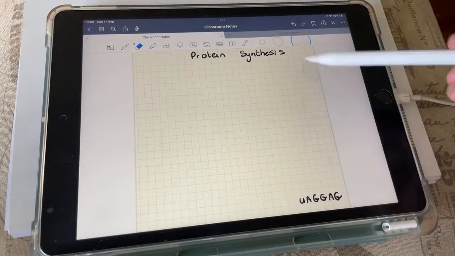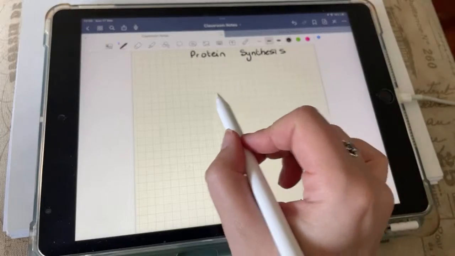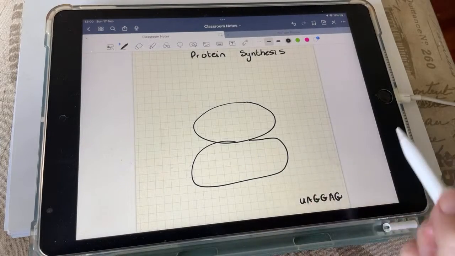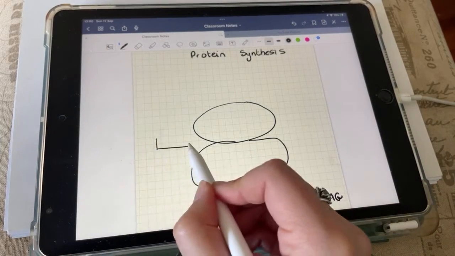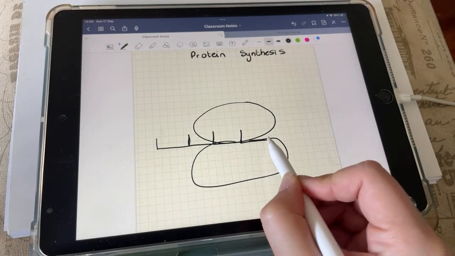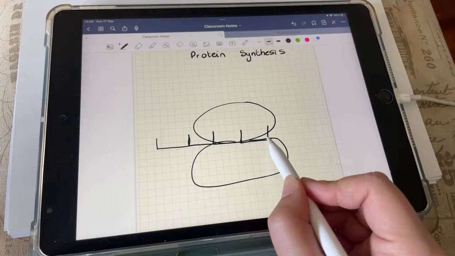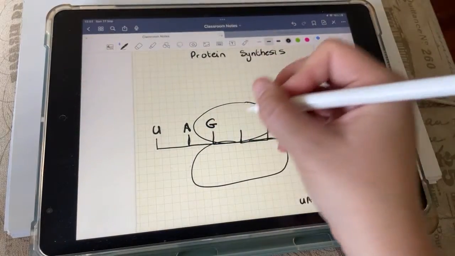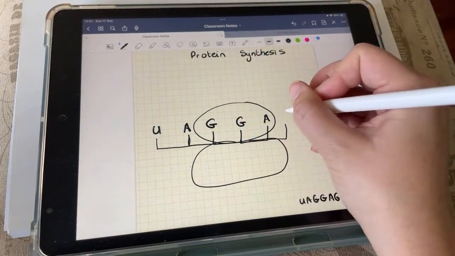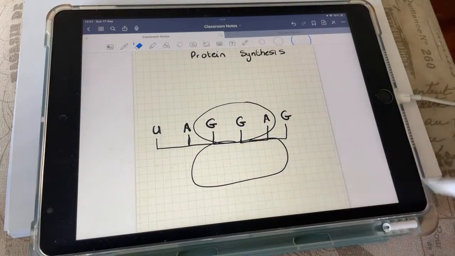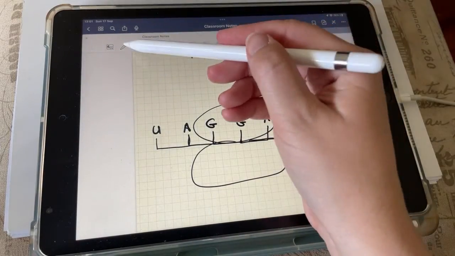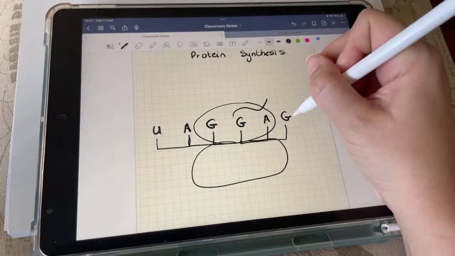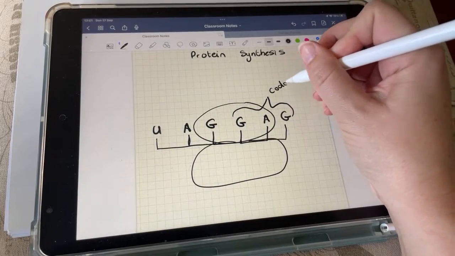So now we go into translation. So here is my ribosome, and often ribosomes sort of look like a coffee bean type shape, and along comes my piece of mRNA. 1, 2, 3, 4, 5, 6, right. So I'm going to go and put my letters in. Okay, so in comes my mRNA. And now my ribosome is going to read the letters 3 at a time. And these 3 letters are called codons.